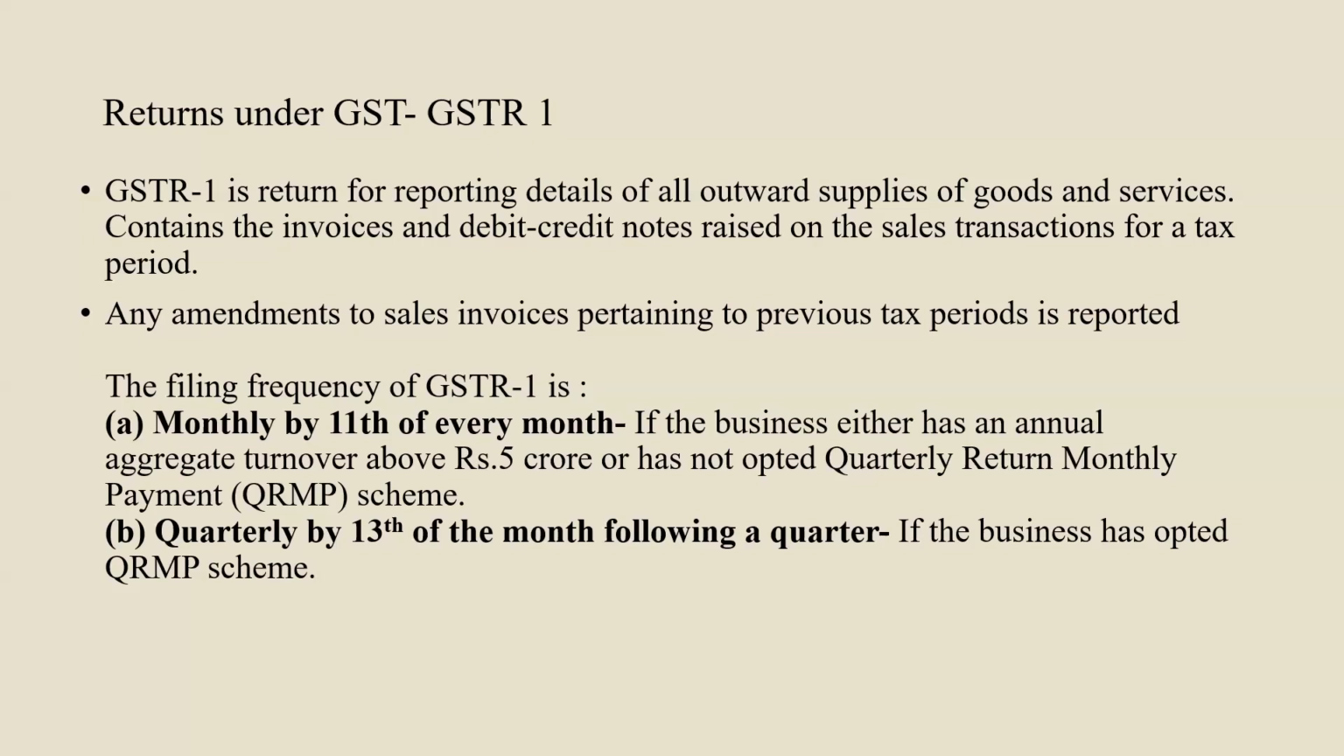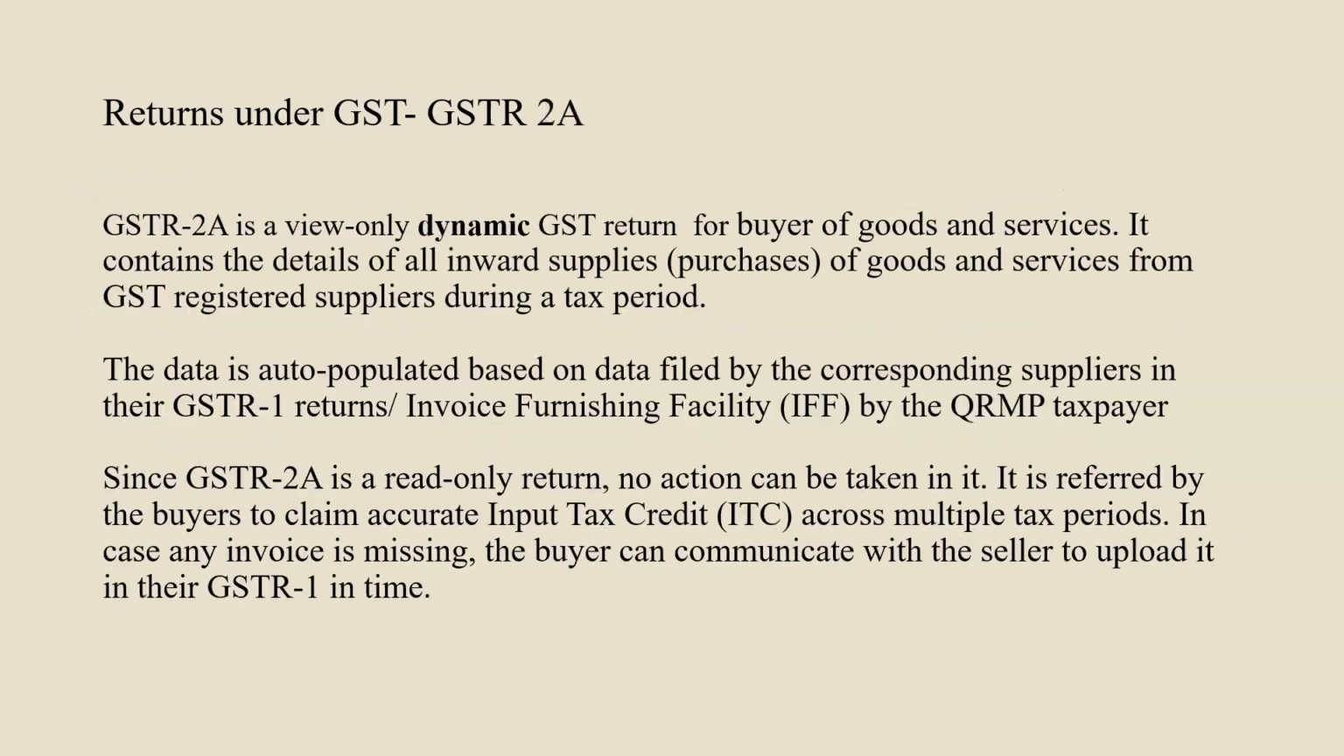So what do we understand? Whatever invoices or sales are made are reported in GSTR1. Whatever is the input, now I am a buyer. So I am a seller, and now the same person has become a buyer. So whatever I have purchased, I will keep on seeing in GSTR 2A and 2B.